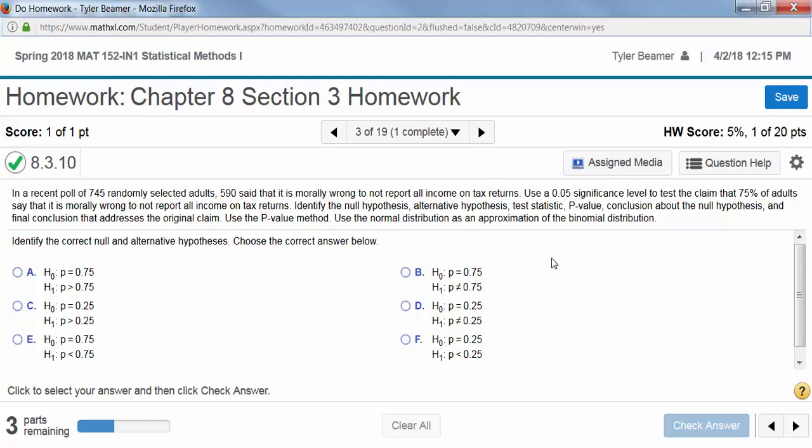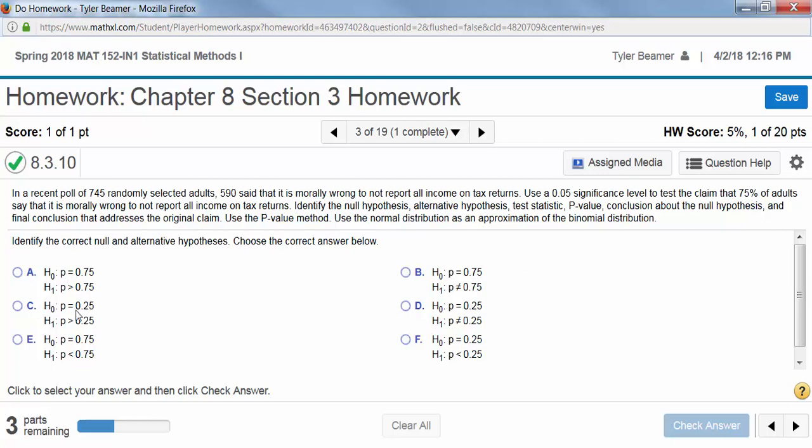So remember, the null hypothesis is what we assume to be true. In this case, we assume that 75% of adults say that it is morally wrong not to report all income on tax returns. The null hypothesis should always be a statement of equality, and the null hypothesis is H sub 0 or H naught. We don't have any choices to eliminate yet since all of the null hypotheses have p equals 0.75.